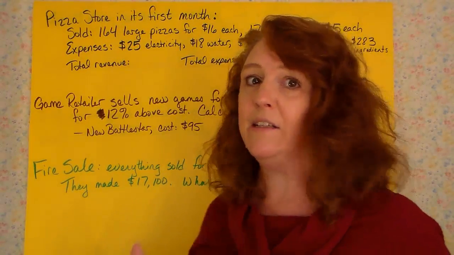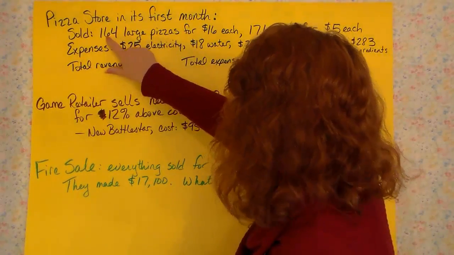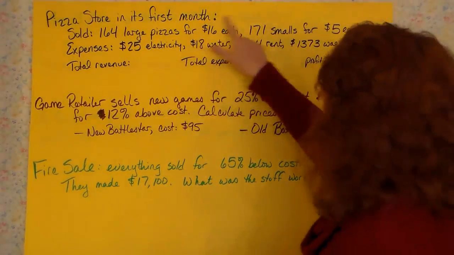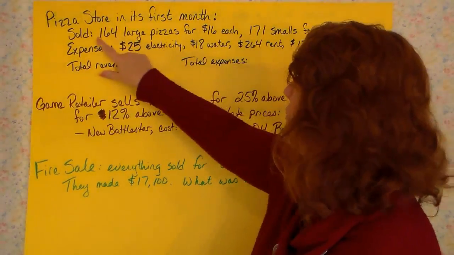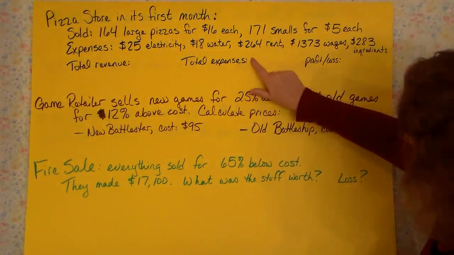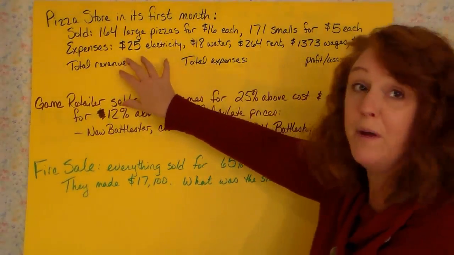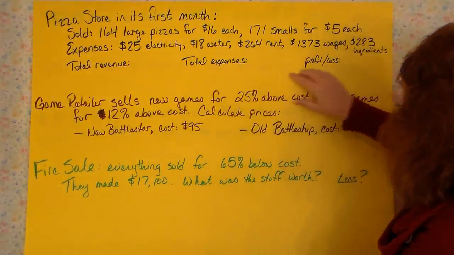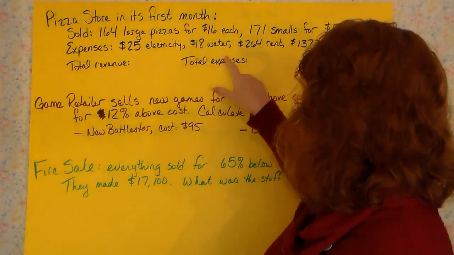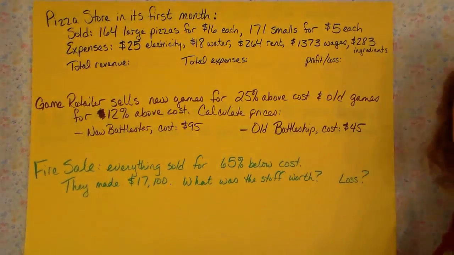And really, this is just a great big multiplication and addition problem. You're going to say 164 times 16, 171 times 5, and add these two together. That's your total revenue. Your expenses, you're going to add all of these together. And then you're going to say this minus this, and I'm hoping you made more than you lost. That makes this a positive number. If you lost more than you made, then this is a negative number, and it's a loss. Get it?